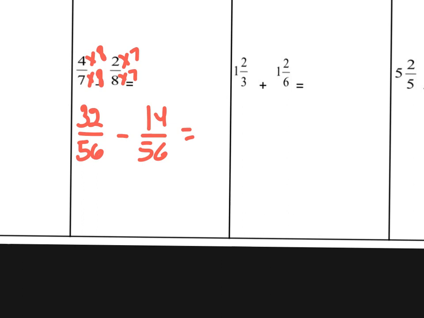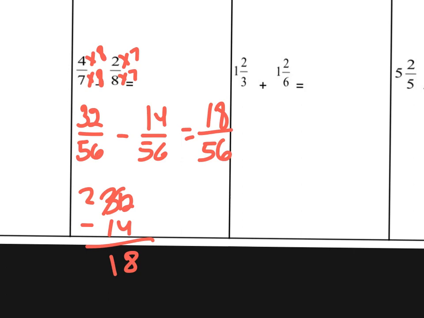And when you subtract it, we'll get 18 over 56. And because 18 and 56 are even numbers, we can divide both by 2. That'll give us 9 over 28. 2 can go in 56 twice.